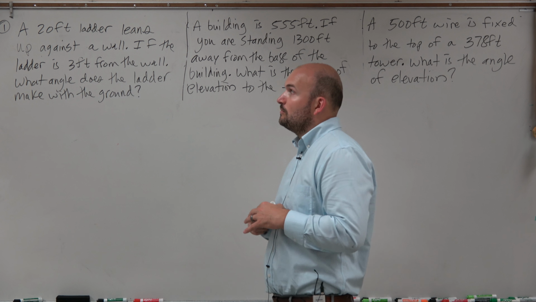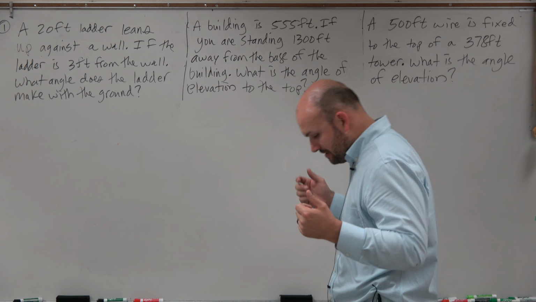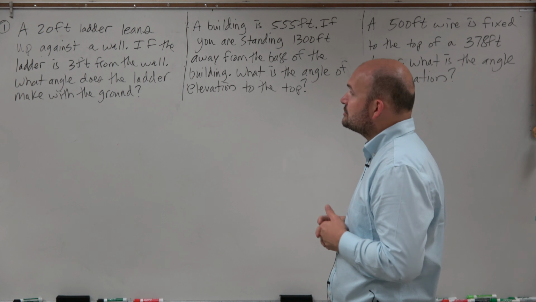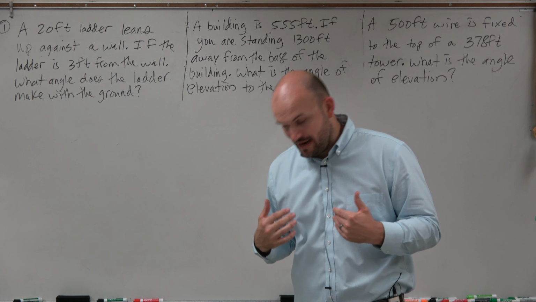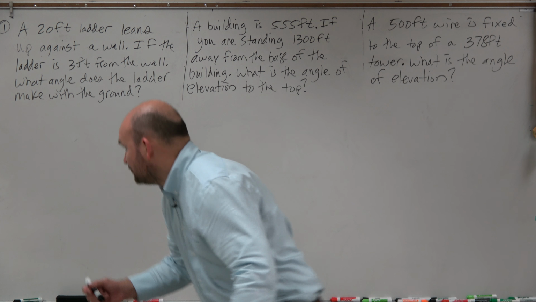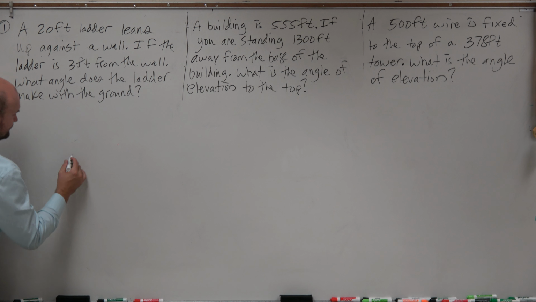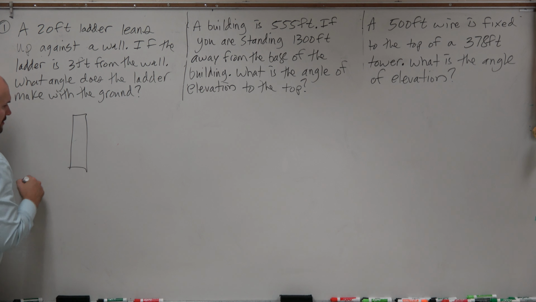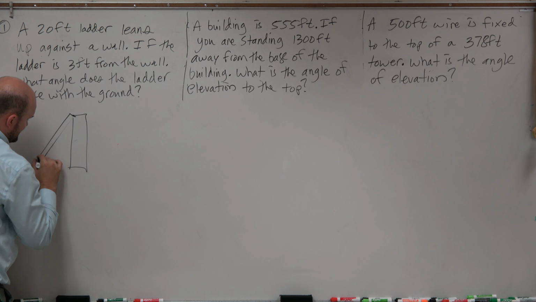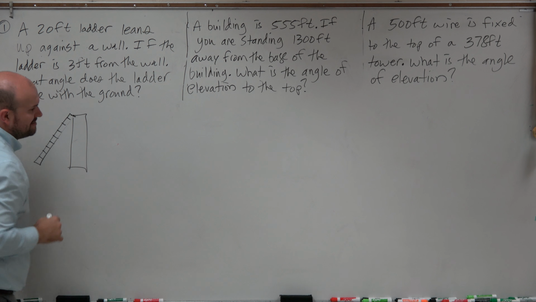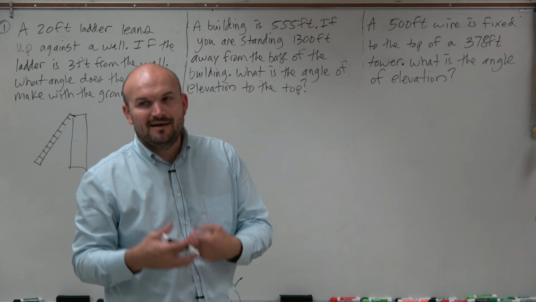So in the first example, number 1, it says a 20-foot ladder leans up against a wall. If the ladder is 3 feet from the wall, what angle does the ladder make with the ground? So in this example, the first thing, guys, is I would just say, create a wall. And then we have a ladder. So the ladder is going up against there, right? And if you want to get nice and pretty with your stuff, that's perfectly fine. But you don't really need to.